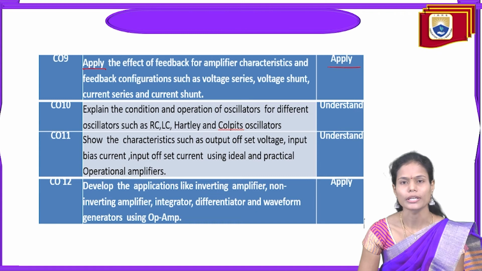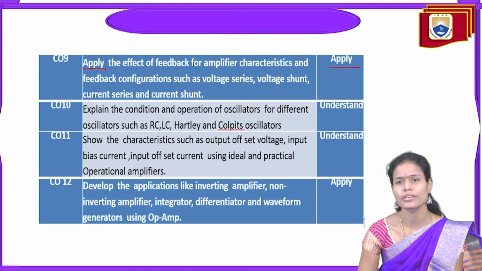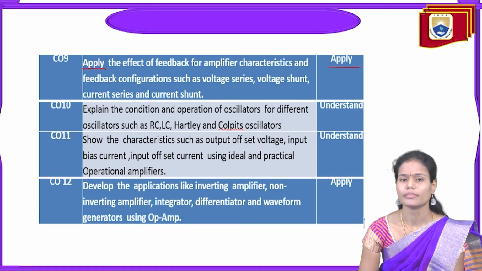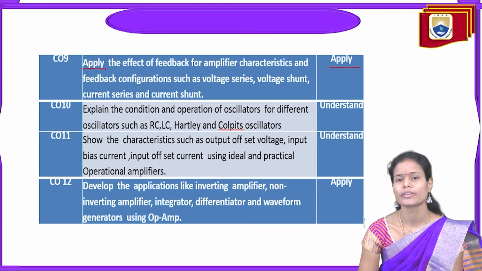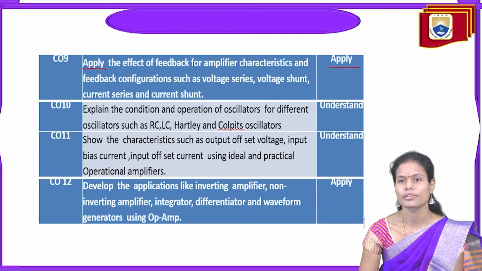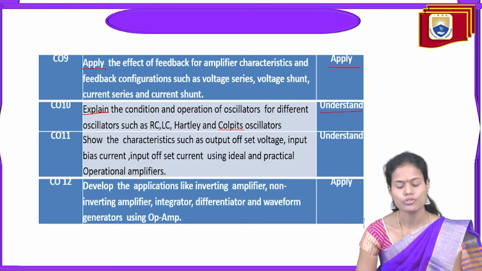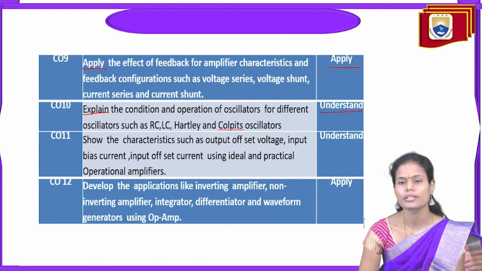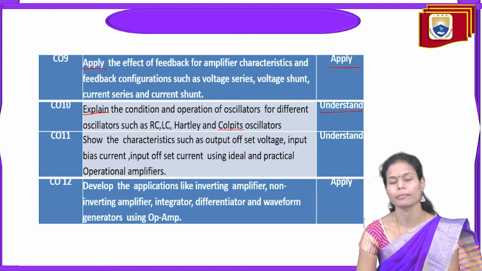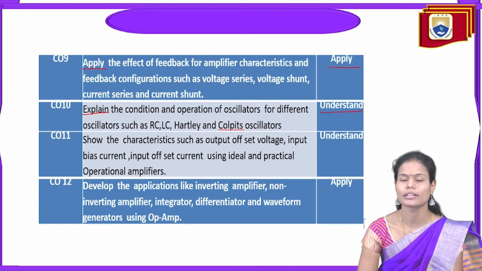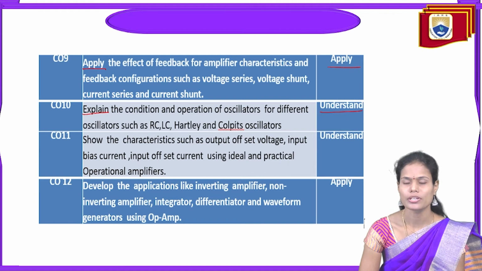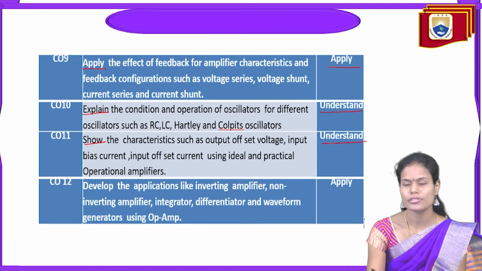And while coming to the CO10: explain the condition and operation of oscillator for different oscillators such as RC, LC, Hartley and Colpitts oscillator. So we are learning the concepts of different oscillators here. For explain, Bloom's taxonomy is understand here. And next CO11: show the characteristics such as output offset voltage, input bias current, input offset current using ideal and practical operational amplifier. That is nothing but we are going to learn the different ideal and practical characteristics of the operational amplifier. So for show, please understand.